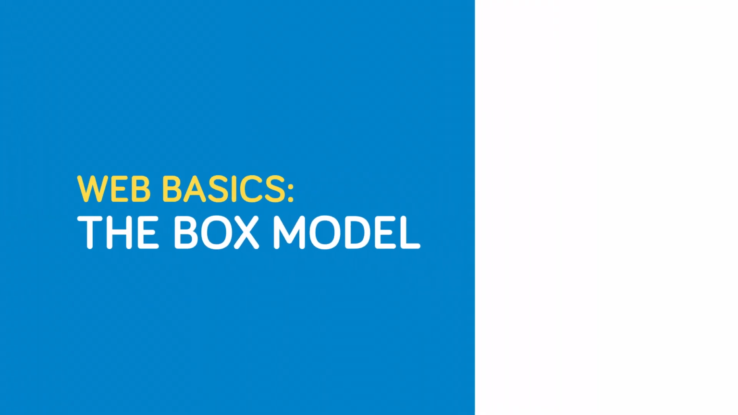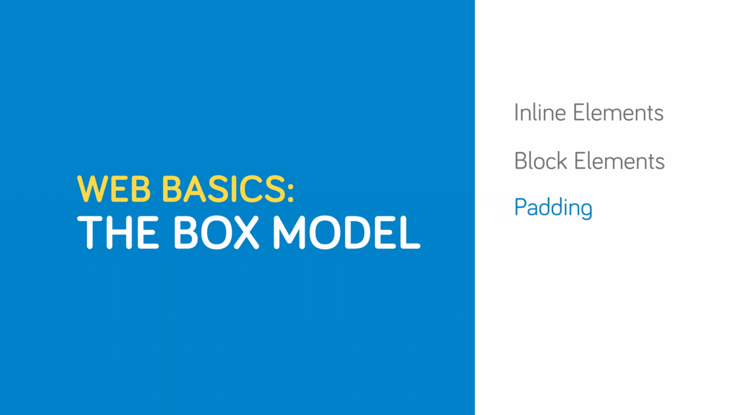So to recap, there are two default types of elements, inline and block. The box model affects block-level elements and includes three properties: padding, border, and margin. All three of these properties can be adjusted to achieve your desired look.